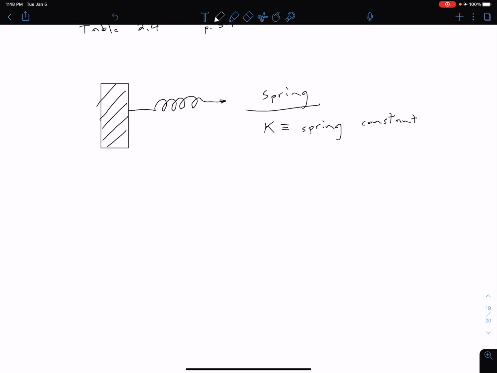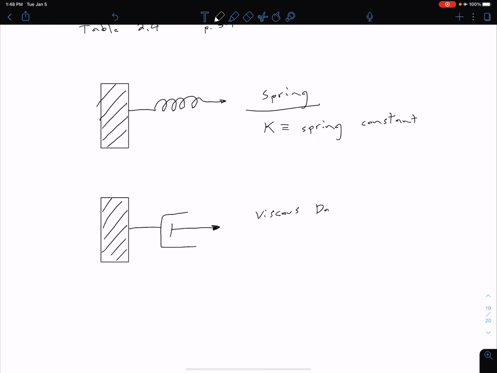Now the second basic passive mechanical component we're going to look at is a viscous damper. With a viscous damper, we can say that this is analogous to a resistor in our electrical networks. So this is a viscous damper, and we'll also use the same idea here to represent frictional forces. For our viscous damper, our key parameter is F sub V, which is our coefficient of viscous friction.